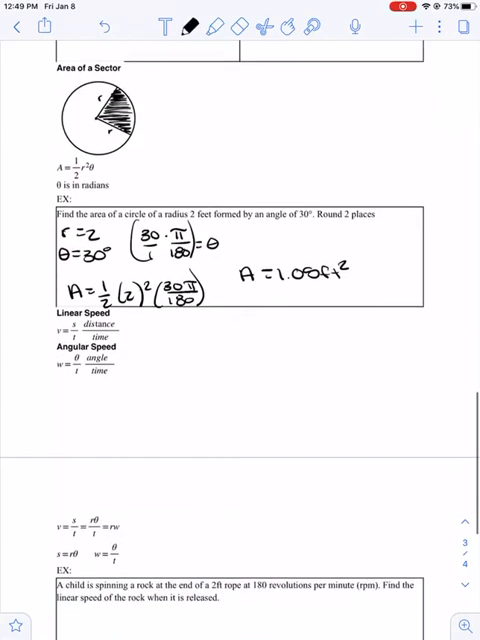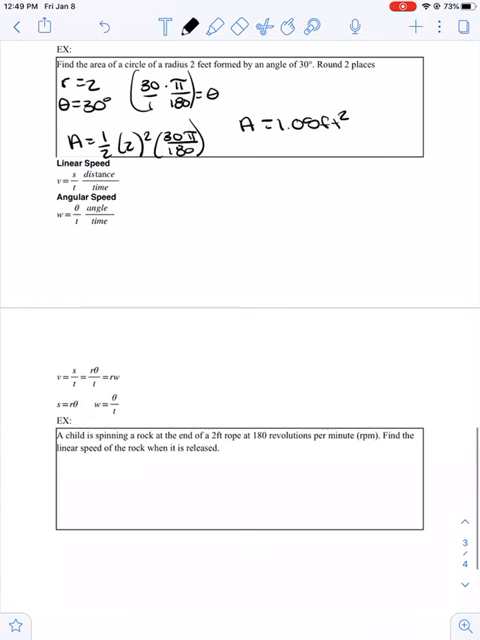All right, last part is linear and angular speed. So these are formulas as well. Your problem will always tell you what you're looking for, if you're looking for the linear speed or the angular speed. So linear speed only has one formula, v equals s over t, and v is your velocity, s is your distance, and t is your time.